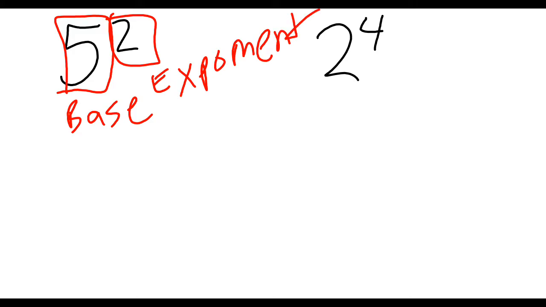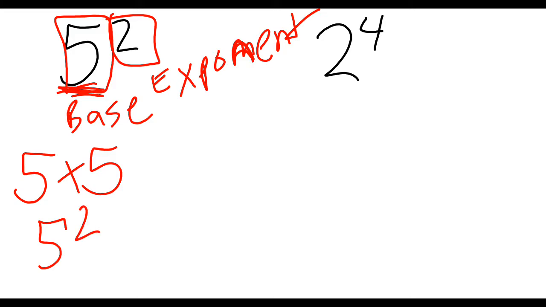All right, the exponent, and that's supposed to be an n there, sorry. The exponent is telling you how many times you're going to multiply the base times itself. So it's not saying 5 times 2, it's saying you're going to multiply 5 times itself twice. So we're going to do 5 times 5. So 5 squared is equal to 25.